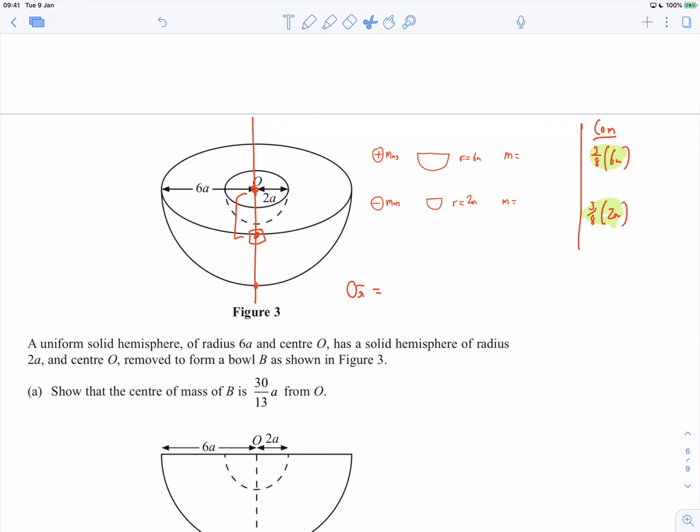Okay, so what is the volume of a sphere? The volume of a sphere is 4 pi thirds r cubed. So the volume of a hemisphere is just 2/3 pi r cubed. So what is 6 to the power 3? And then times that by 2/3. So this should have been 144 pi a cubed. And then I need to do 2 to the power 3 and then times that by 2/3. And that would have given 16/3 pi a cubed.